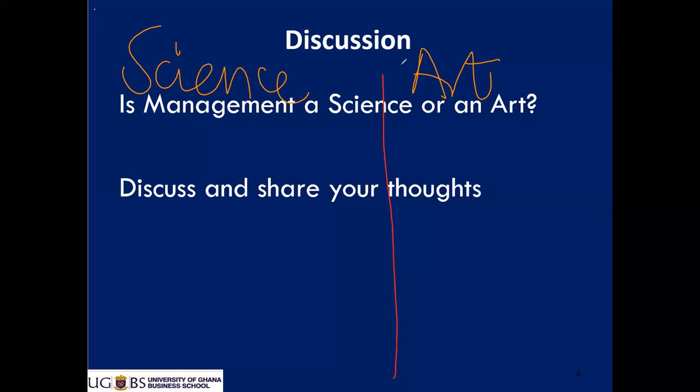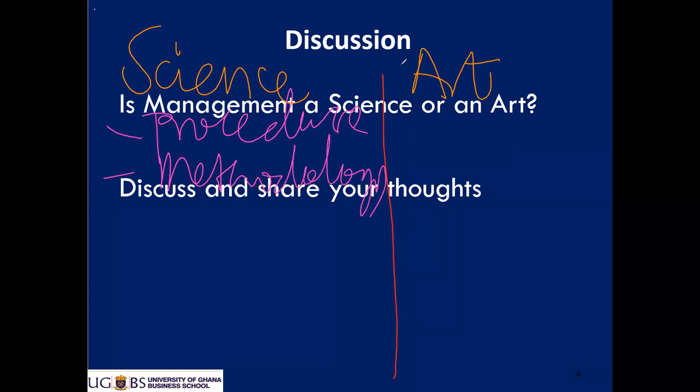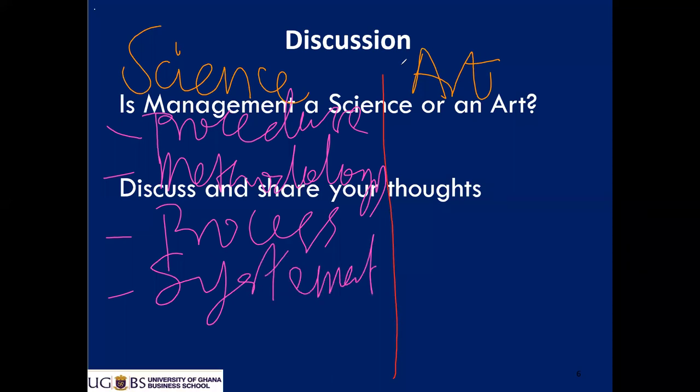Change your name quick. If we say management is a science, everything that is scientific goes through a certain procedure, okay? So it's about procedure. It's about methodology, okay? It's about process. Yes, process. It's about being systematic. So when we say something is scientific, this is what we are trying to preach, that it has gone through a certain procedure.